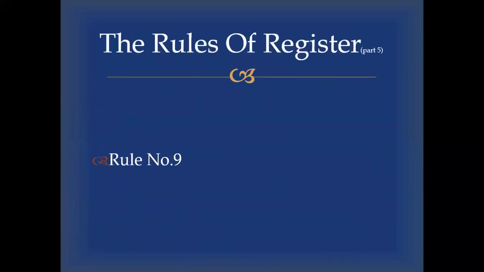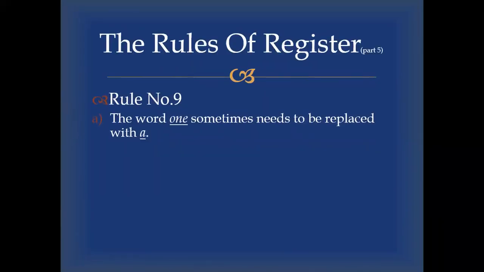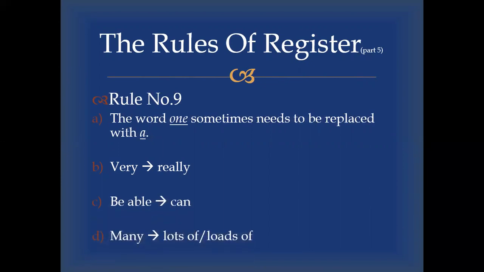And the last one, rule number 9, is the word one sometimes needs to be replaced with a. So I have one car becomes I have a car. So here you can use it to change it from formal into informal. Change very to really, and be able to to can. Many to lots of or loads of.